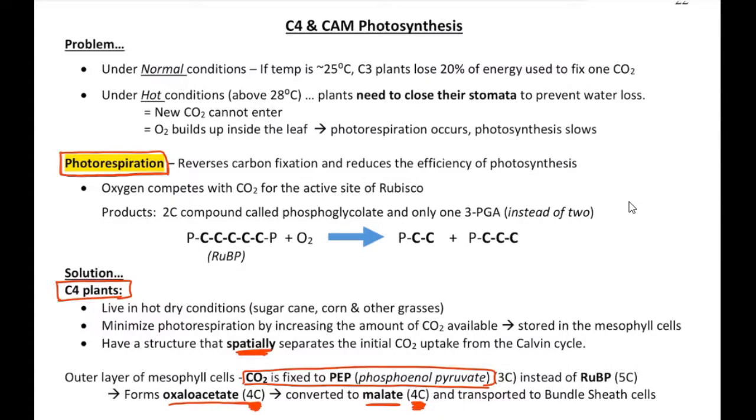As we begin our conversation on C4 and CAM photosynthesis, it's really important that you have in your mind what C3 photosynthesis was. That's the original Calvin cycle. Why is it called C3? Because the very first thing that we make after we fix the carbon dioxide to the RuBP is a 3-carbon molecule. Let me go back and give you the visual.